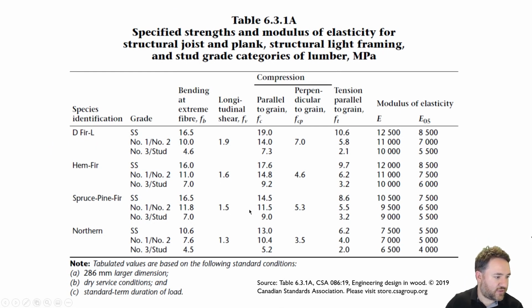We have strength parallel to grain is 11.5, which was the same as we had for the joist, which happened to be number 2. And the perpendicular to grain strength is 5.3. So these are the same values we used for the joist. Number 1 and number 2 have the same parallel to grain strength. And also notice here that perpendicular to grain strength has no effect of grade. So all of these grades have the same perpendicular to grain strength of 5.3.